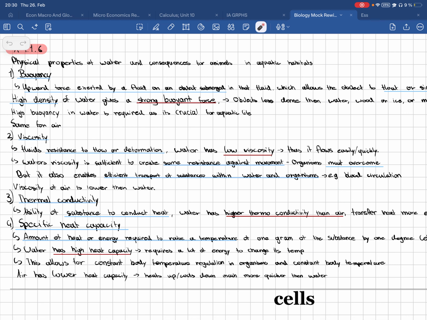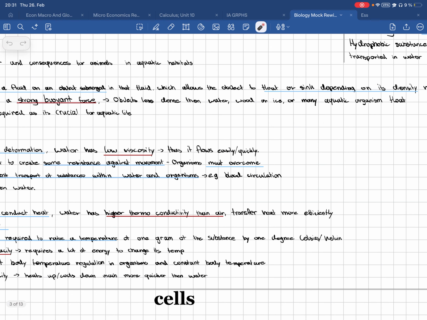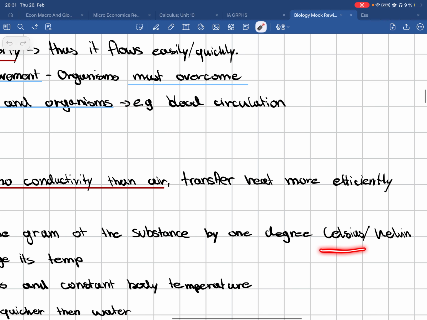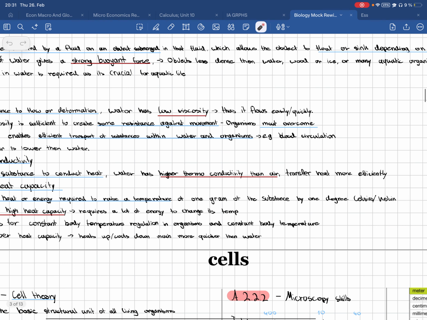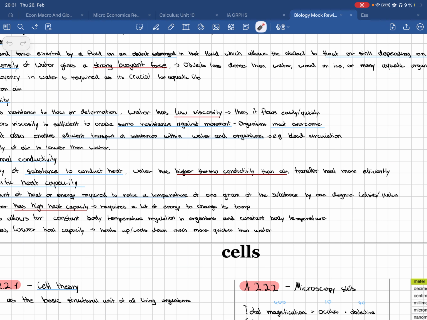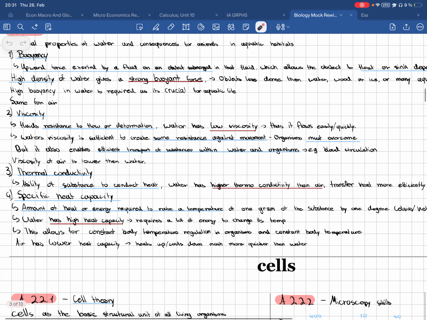This is the amount of heat or energy that is required to raise the temperature of 1 gram of a substance, in this case water, by 1 degree Celsius or Kelvin. The IB will usually use Celsius. Now, think about it like this. You have a water boiler in your home, and if you go to make a tea or coffee, and you just need to boil some water, right? You're gonna have to put the water in the water boiler and you have to turn it on. This will require a lot of electricity and energy to actually get the water to heat up. And this is high specific heat capacity.